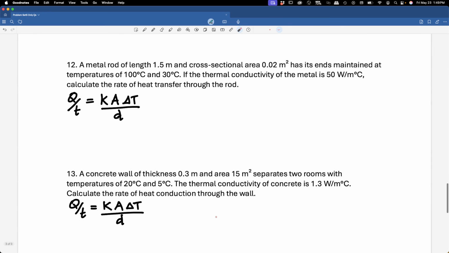13, similar question. So I don't have to talk about that. This is rate of heat conduction through a wall. So you're given the area once again. You have the D there. You have the temperature difference. You have the constant.